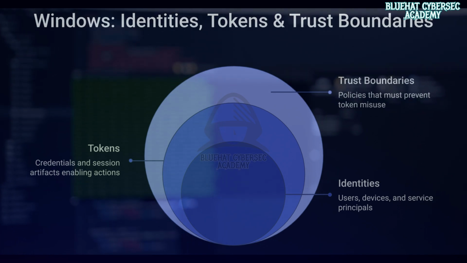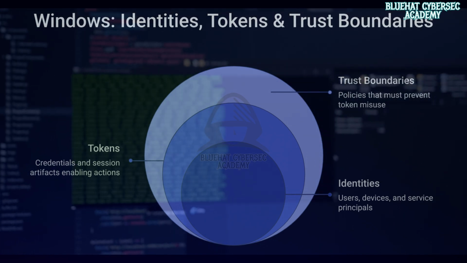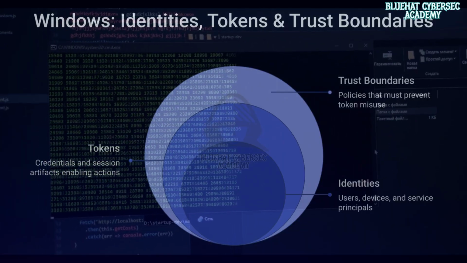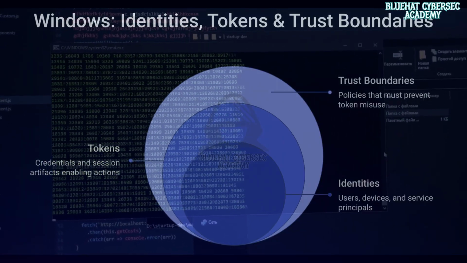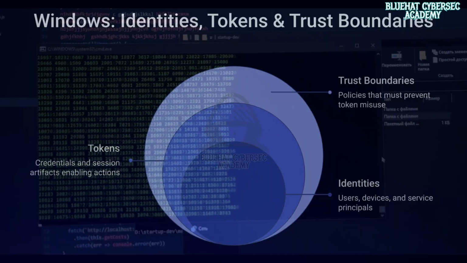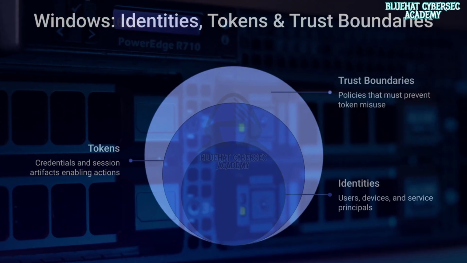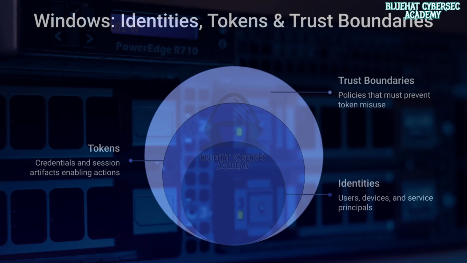Now, when you zoom out to the big picture, Windows is not just about users and passwords. It is a system built on identities, tokens, and trust boundaries that define what each process is allowed to do. And when those boundaries are weak, the system itself can be reshaped by anyone who understands how those tokens behave.